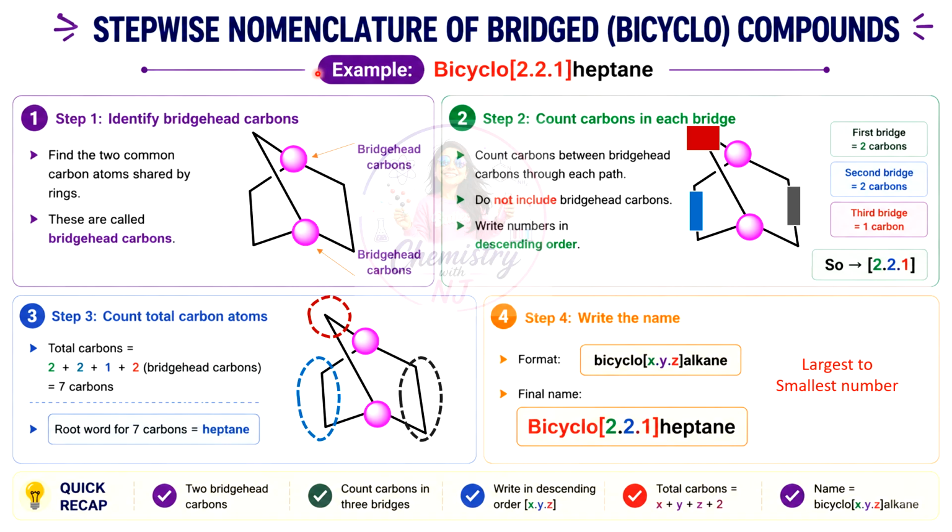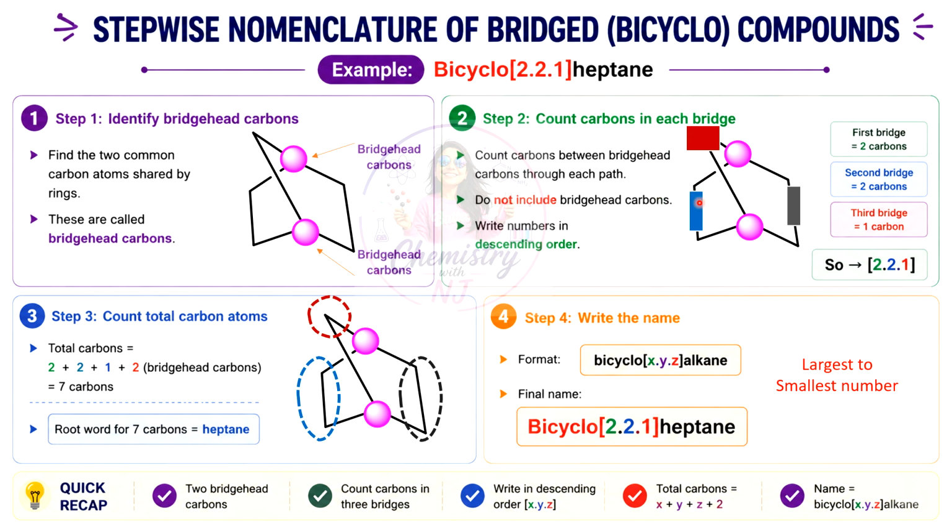Now let us learn how to name bridgehead, bridged or bicyclo compounds step by step. Here our example is bicyclo[2.2.1]heptane. Step 1 is to identify the two common carbon atoms shared by both rings. These are called the bridgehead carbons. Now count the carbon atoms present between the bridgehead carbons through each bridge.